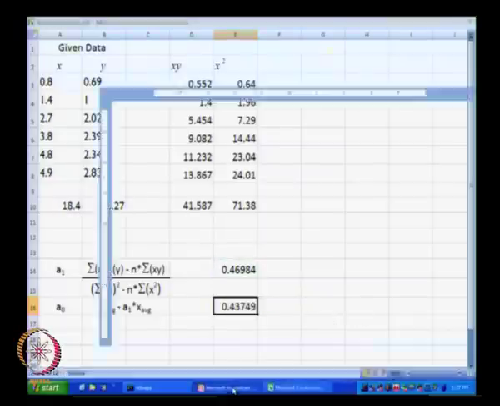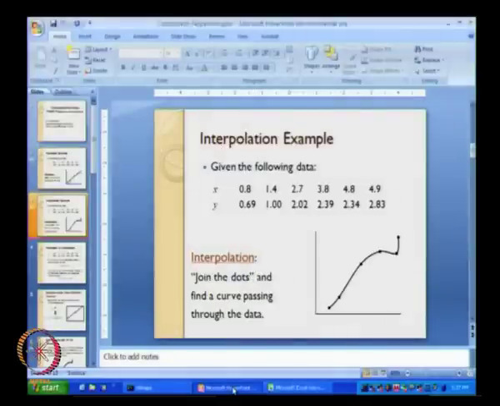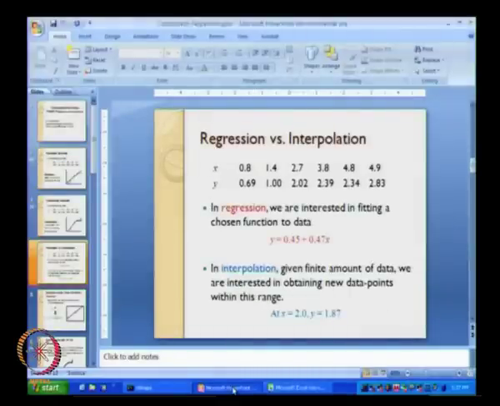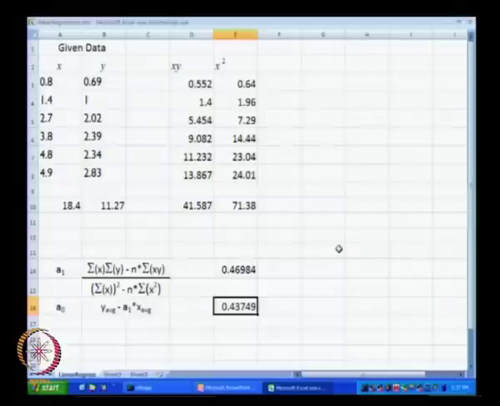Okay. If we go back to our regression that we obtained earlier, we had said y equal to 0.45 plus 0.47 x. Essentially, if we are going to truncate these particular values only to 2 decimal points, that is the approximate value of our straight line we get.